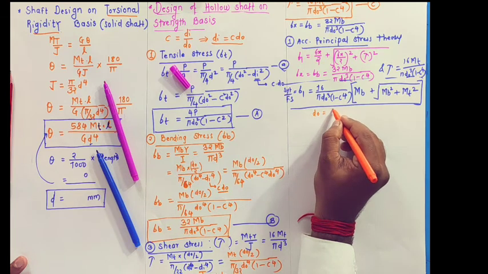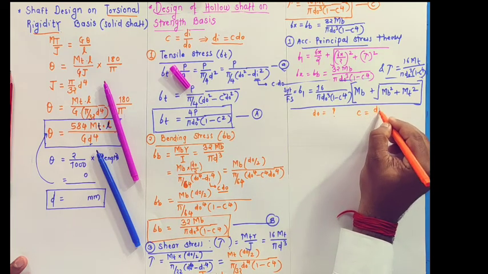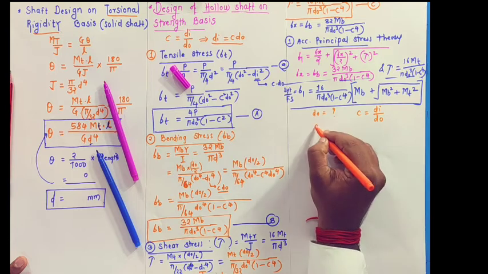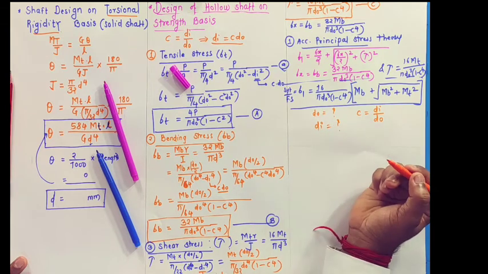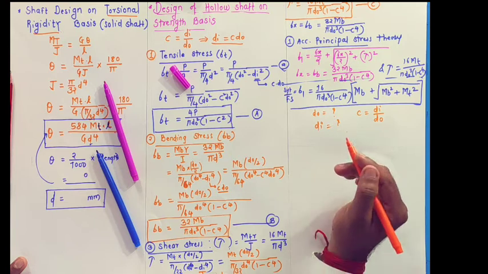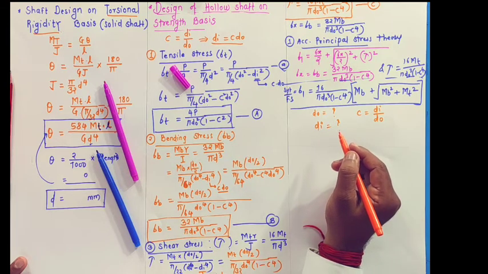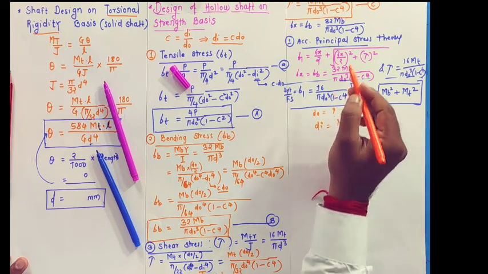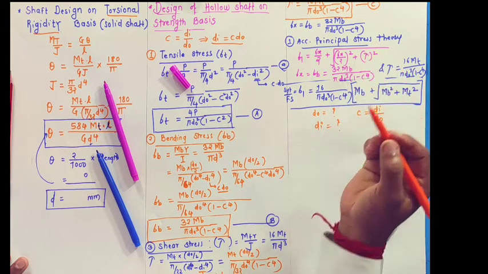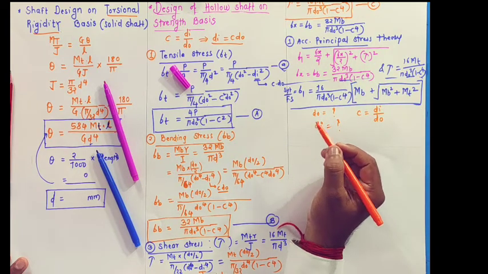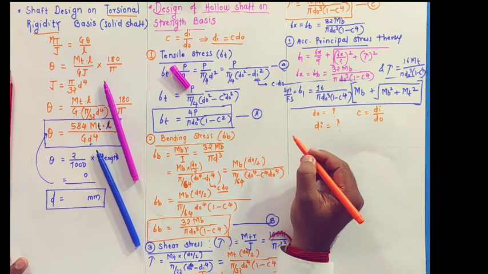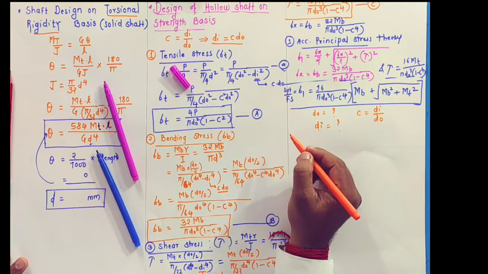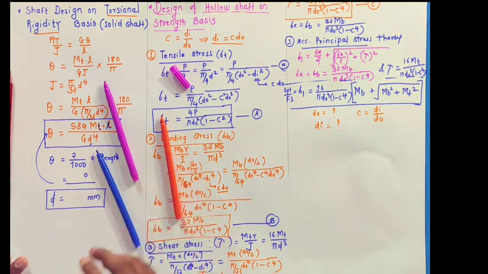Once I get the outer diameter, I know C is equal to di by dO, so I'll get the inside diameter also. Correct? So likewise, these are the things while deriving the equation for design of a hollow shaft on the basis of strength. We have seen it for the principal stress theory. In the next session we'll see the remaining part of this derivation, according to the maximum shear stress theory.